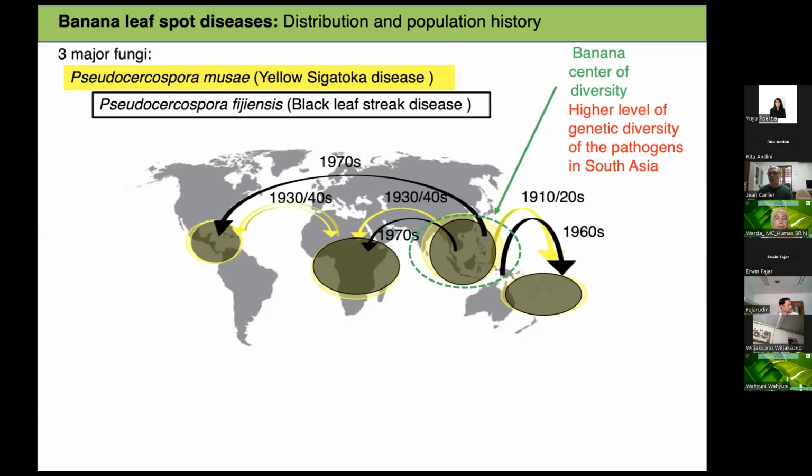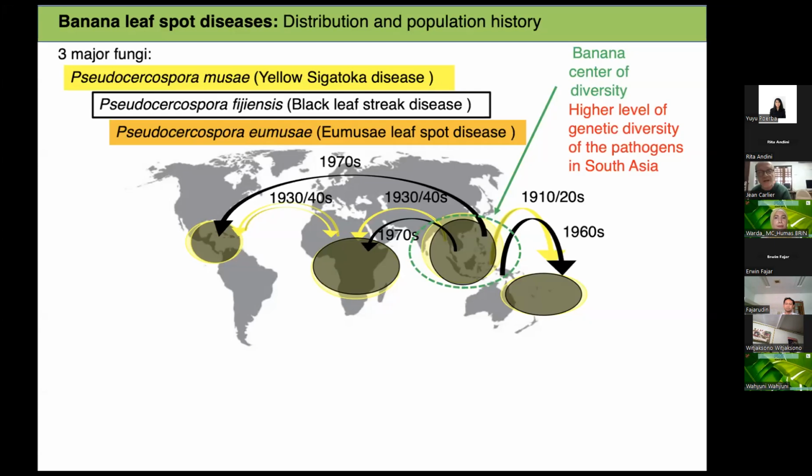This species is more pathogenic than musae, and then it replaced musae in most places in Africa and Latin America. The last species, Pseudocercospora eumusae, causing eumusae leaf spot disease, was discovered later in the 2000s. It's present in some parts of Asia and has been described only in a few places outside Asia.